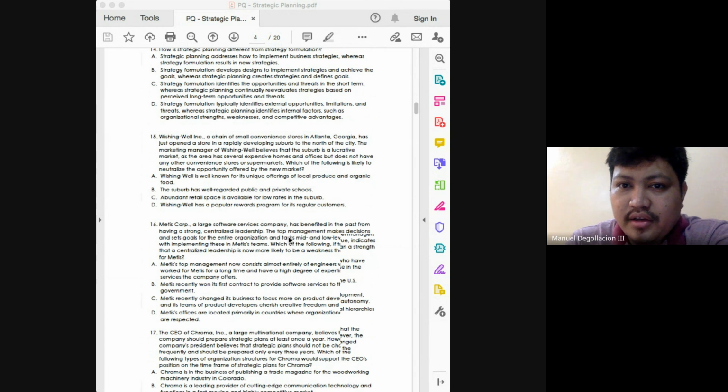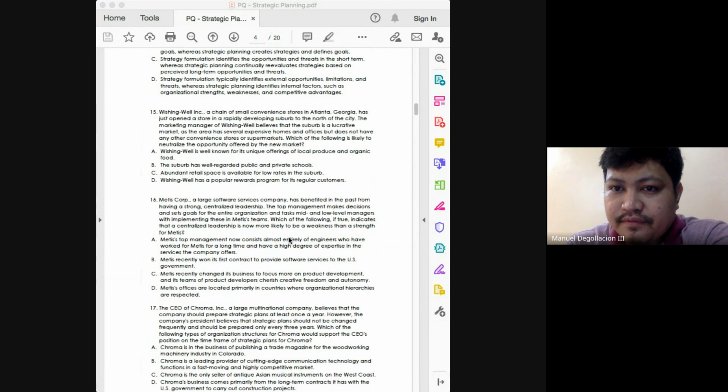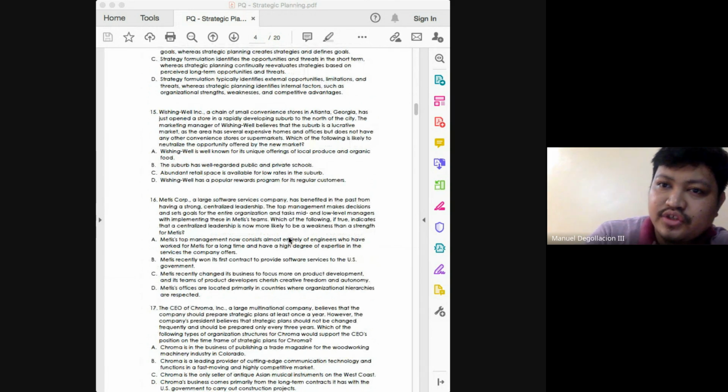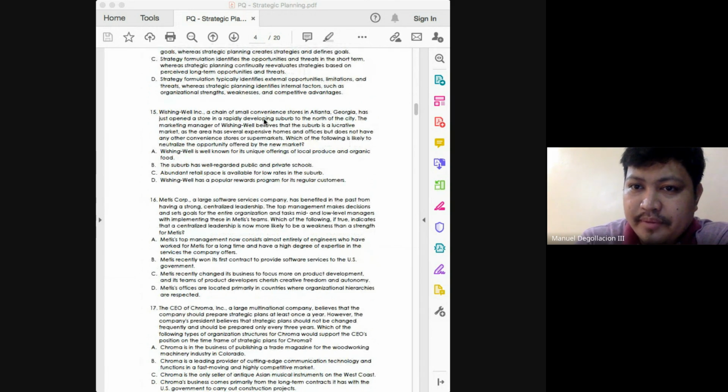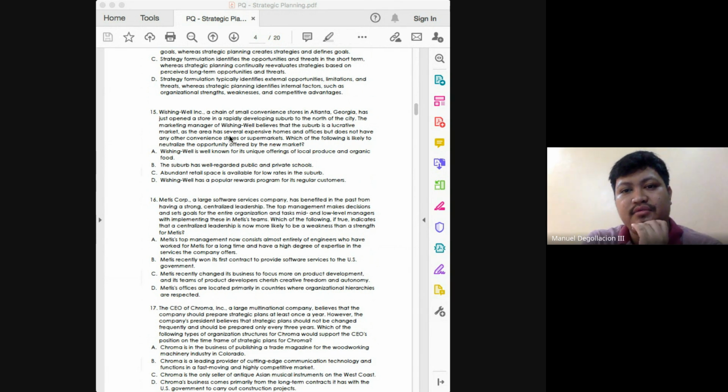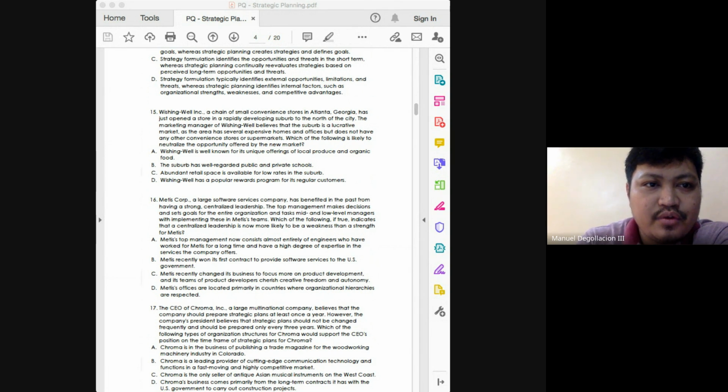Number 15, the company, a chain of small convenience stores in Atlanta, Georgia, has just opened a store in a rapidly developing suburb to the north of the city. The marketing manager believes that this suburb is a lucrative market as the area has several expensive homes and offices, but does not have any other convenience stores or supermarkets. Which of the following is likely to neutralize the opportunity offered by the new market?